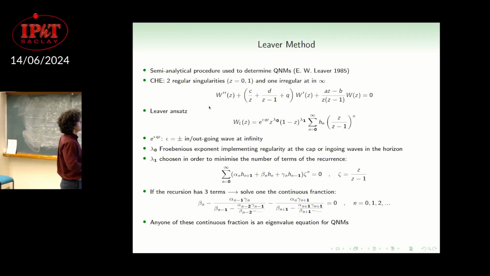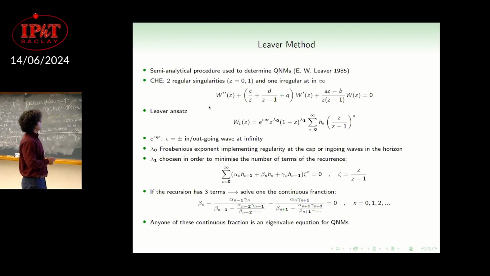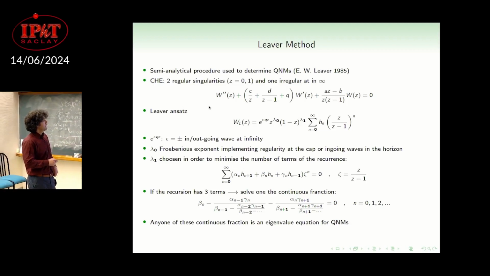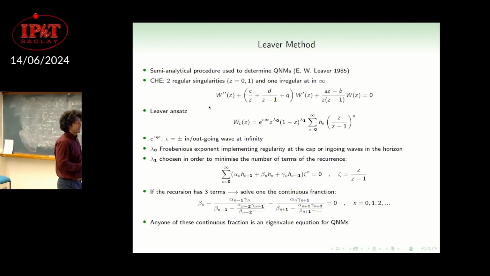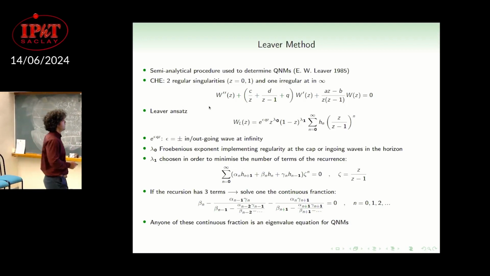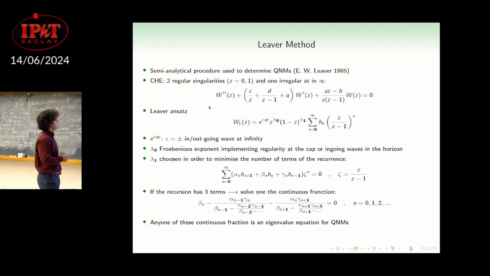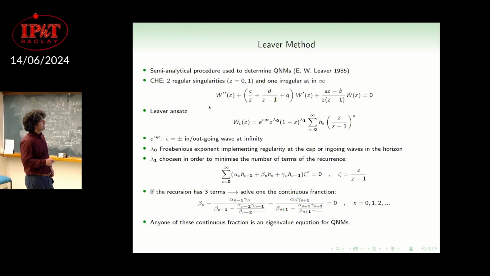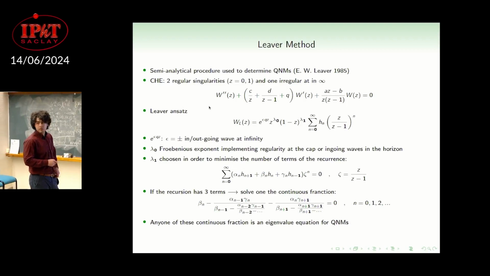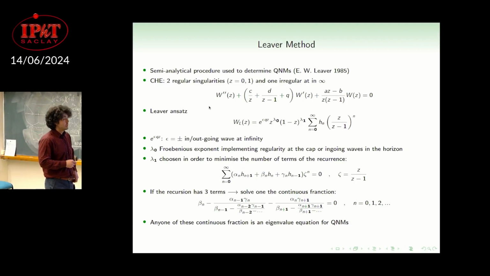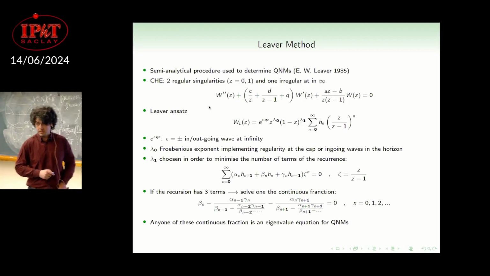Okay. So the starting point, the confluent equation, as Francisco already said, has two regular singularities, in my language at z equal to 0 and z equal to 1, and an irregular singularity at infinity. Okay, so in order to implement this method, you have to do an ansatz like this, where you impose that the wave at infinity is purely outgoing, according to this sign that here I'm calling epsilon. So you impose outgoing conditions at infinity.